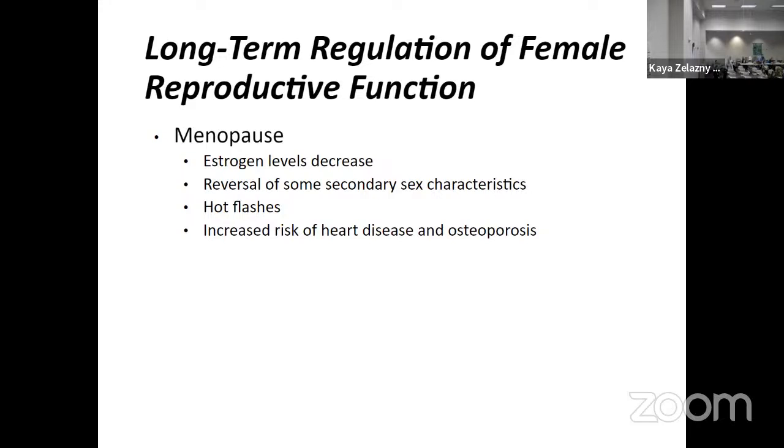And there are also changes to disease risk associated with changes to these hormone levels. So things like heart disease and osteoporosis also become more prevalent after menopause. So sometimes, to decrease some of these side effects of dropping estrogen, supplementary estrogen can be prescribed to kind of help out.